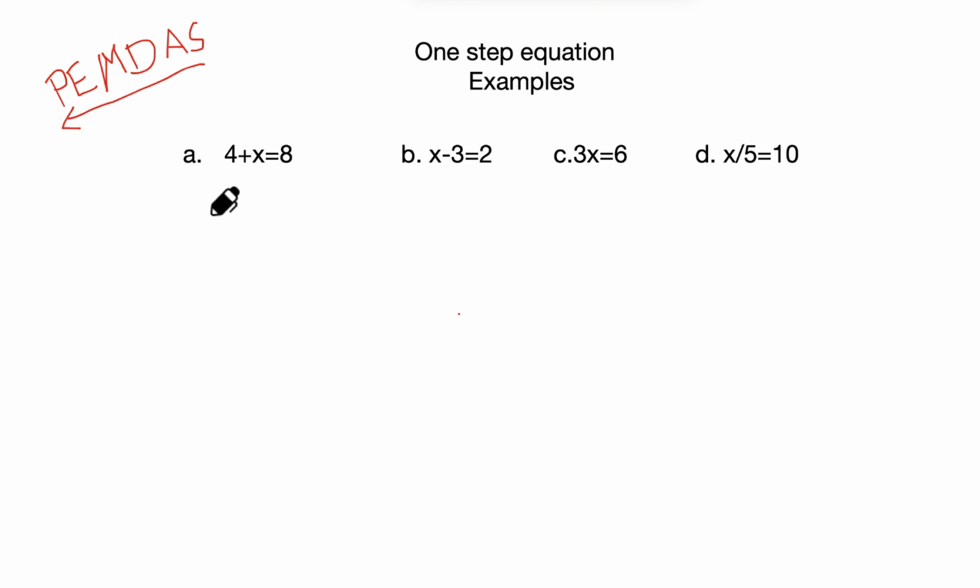So here's our first problem: 4 plus x equals 8. Remember, we are trying to solve for the variable x. What should I add 4 with to get 8? Okay, so algebraically, we need to follow the reverse order of operation.